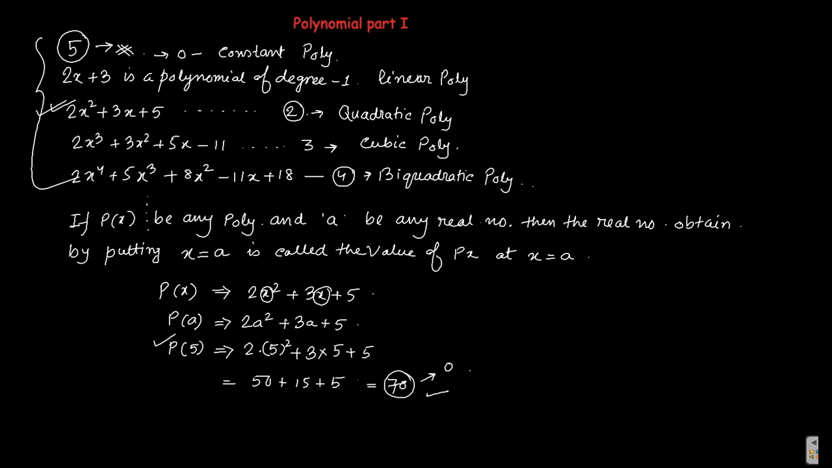Like that, the most important term over here is the zeros of the polynomial.